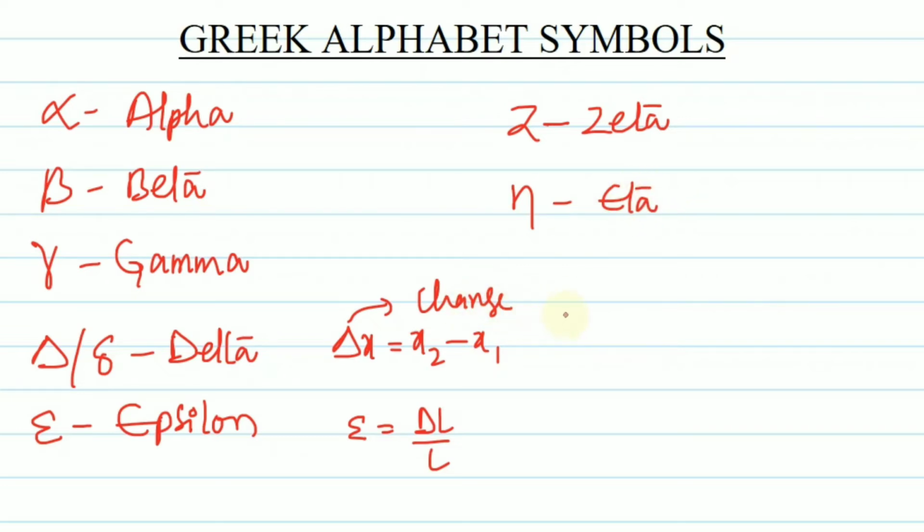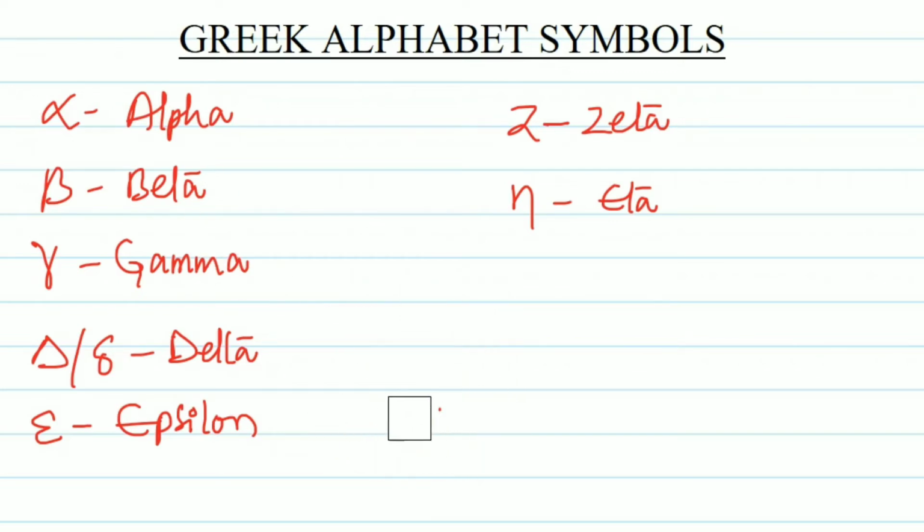Eta is used in physics and astronomical applications. It is used to represent chemical potential, dielectric, refractive index, and intrinsic impedance of a medium. Let's erase this so that we can write some more Greek letters here.